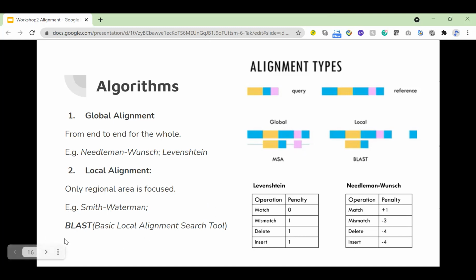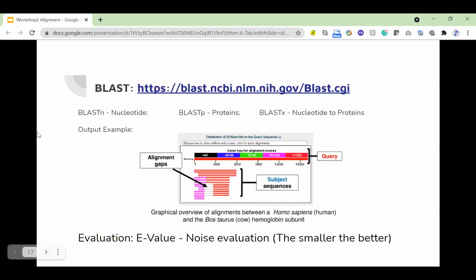One thing that is very important is called BLAST, which is a part of the local alignment. As the name suggests, it's a Basic Local Alignment Search Tool. And you can find this tool on this website, NCBI. BLAST is really commonly used, so that's why we want to introduce it to you. In the worksheet, you have a chance to use it yourself and feel how it actually works. There are different types of BLAST: BLASTN, BLASTP, X, and some others.